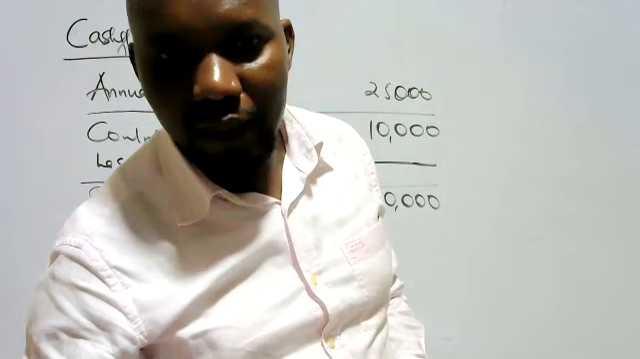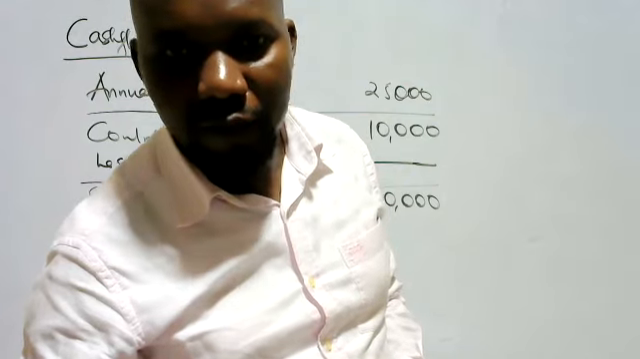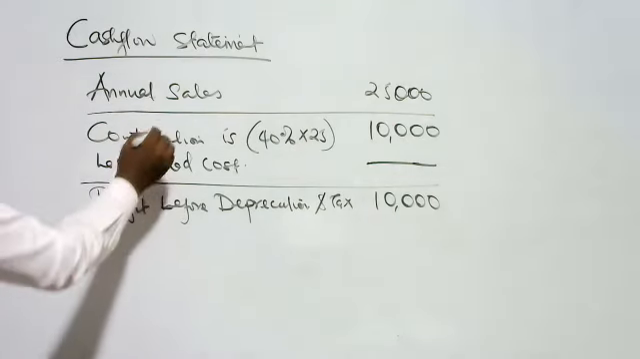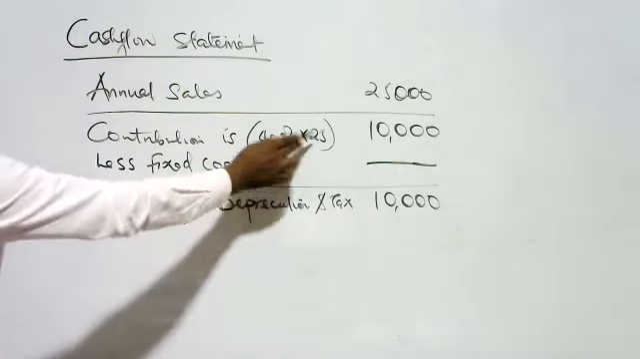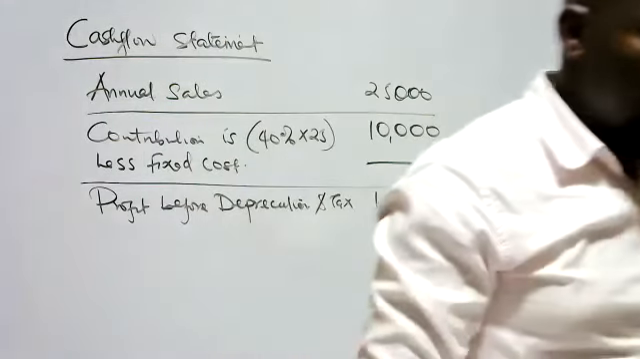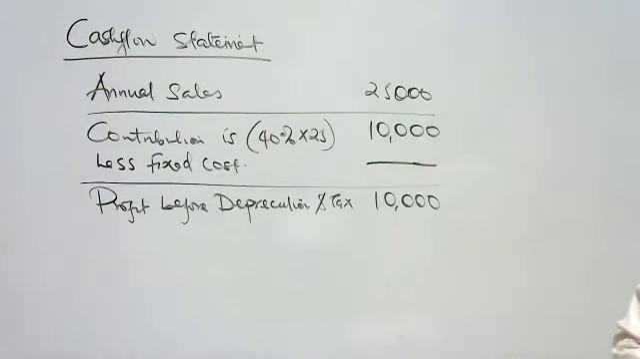How did we get 10,000 as profit? Contribution margin, we are given 40% of 25. 40% of 25 is 10. Kindly confirm if it is true.